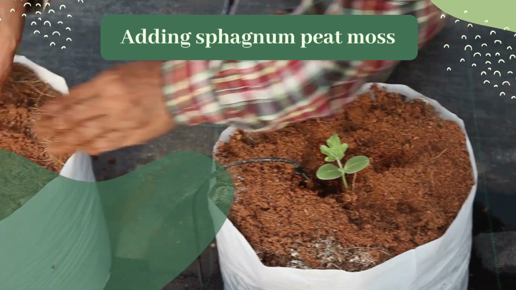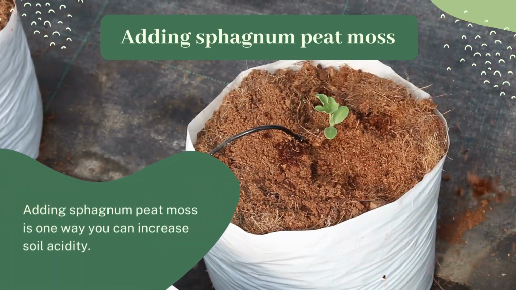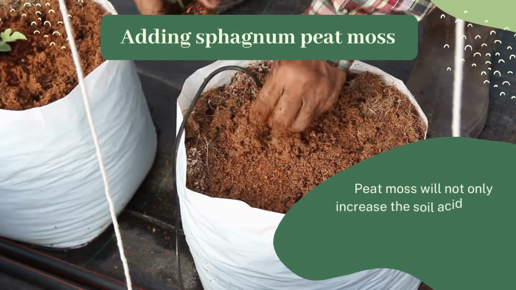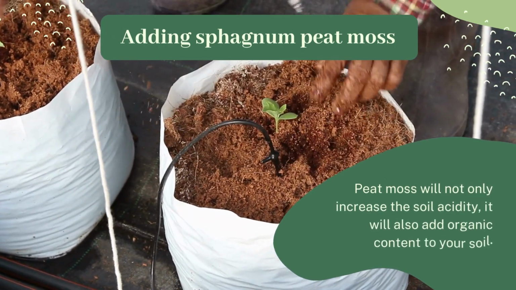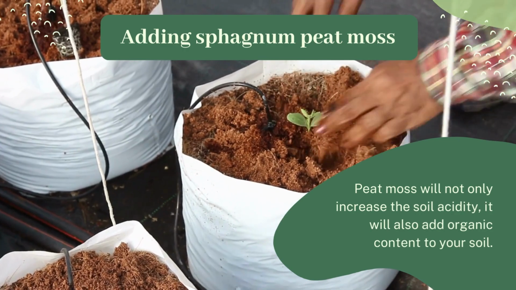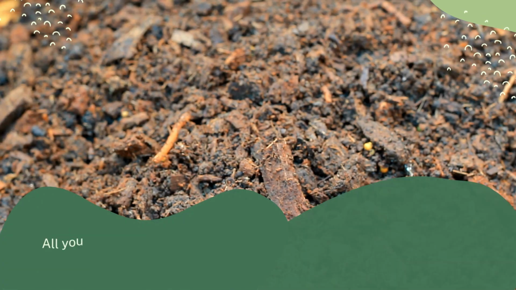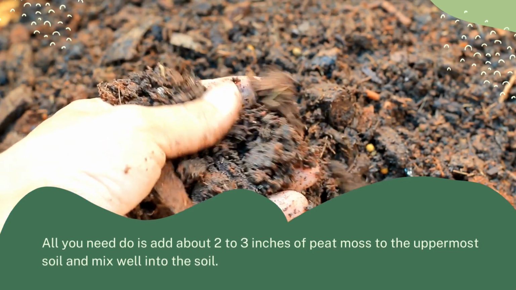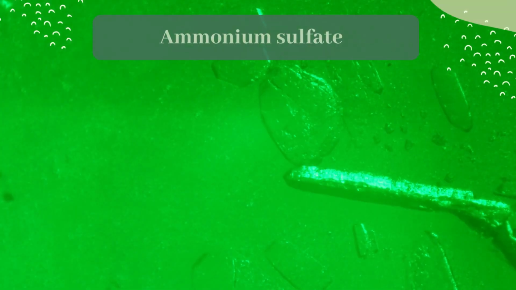Adding sphagnum peat moss. Adding sphagnum peat moss is one way you can increase soil acidity. Peat moss will not only increase the soil acidity, it will also add organic content to your soil. All you need to do is add about 2 to 3 inches of peat moss to the uppermost soil and mix well into the soil.